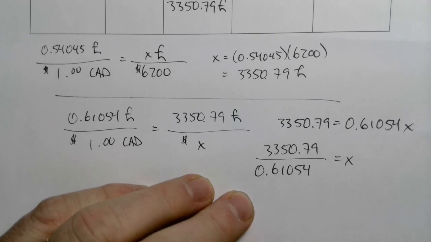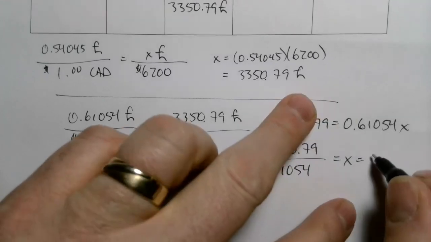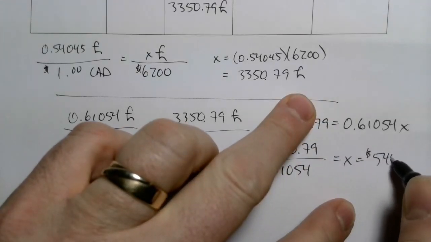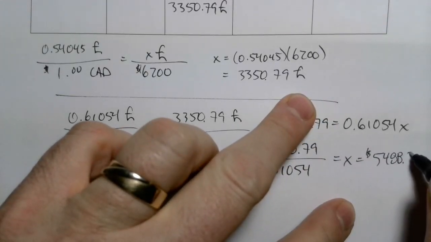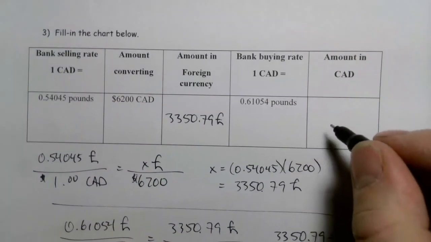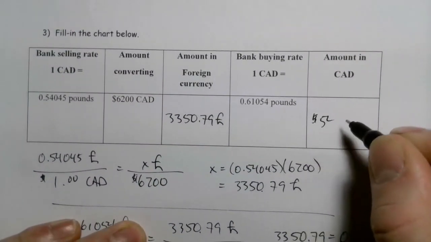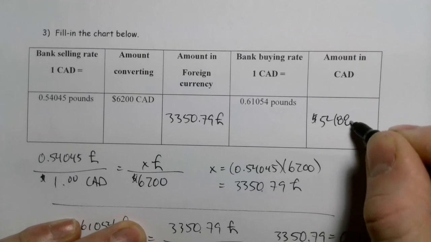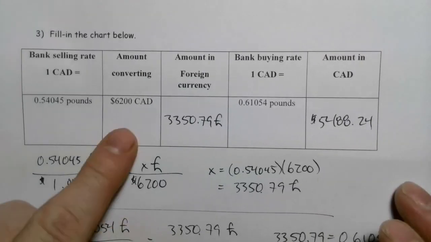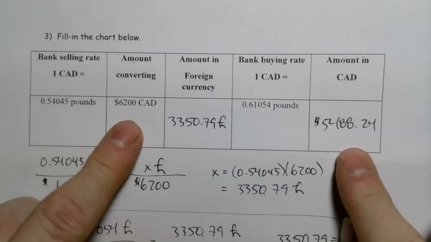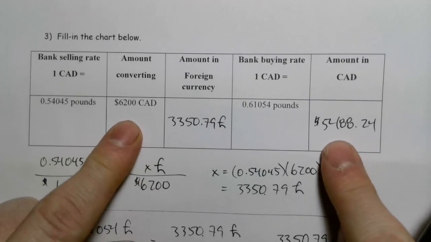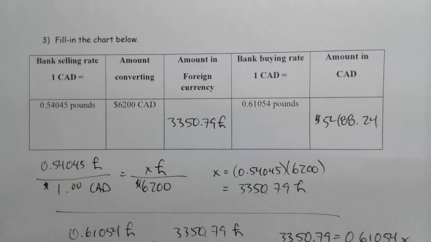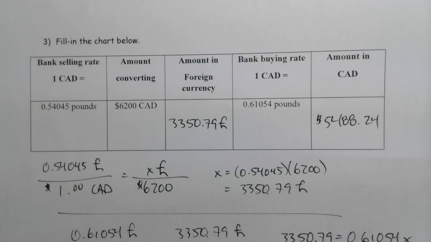Just doing this on my calculator off to the side here. And we get $5,488.24. So up here, $5,488.24. Started with $6,200. We're down to $5,488.24. And so that's kind of how those conversions work.